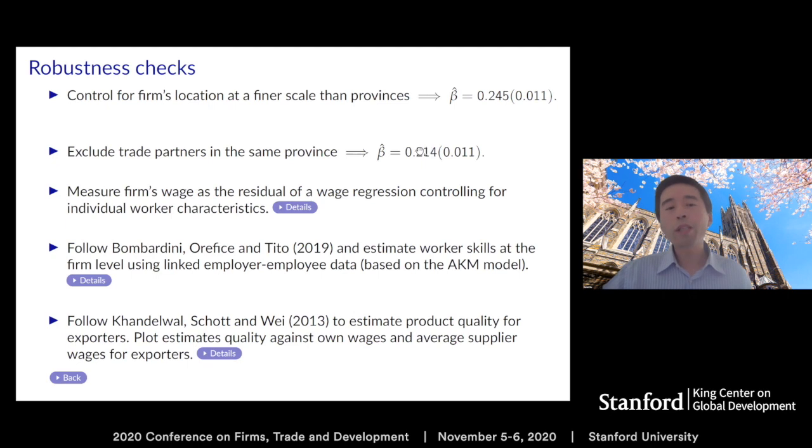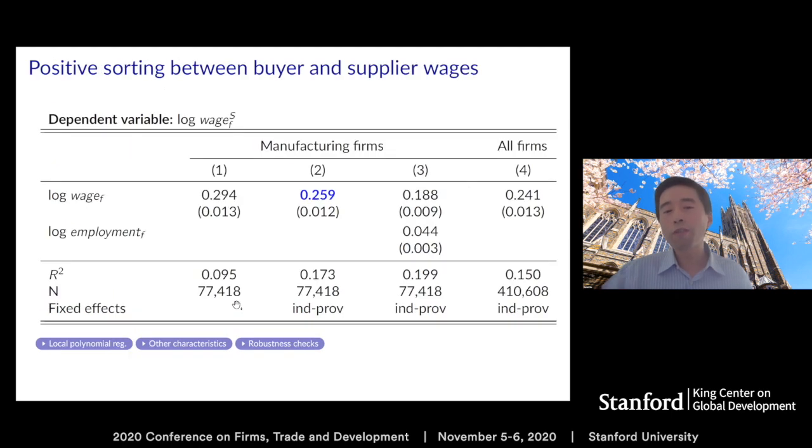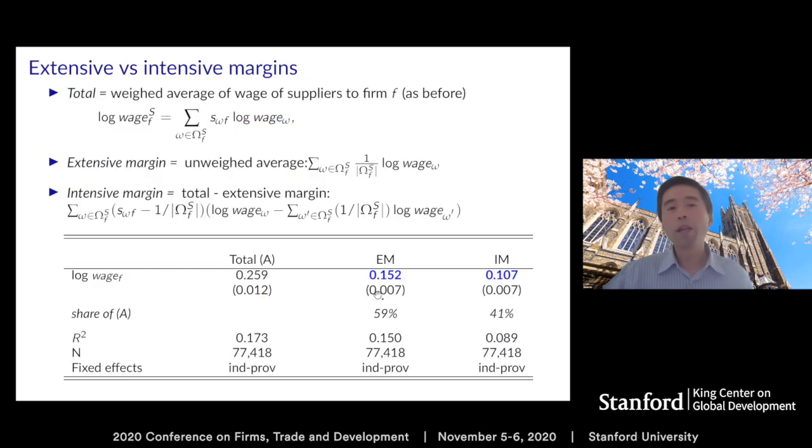In the Q&A session, if you're curious, we can come back to this, but for the time limit, let me move on just to say this is a fairly robust pattern that keeps appearing in our data. In fact, it's not appearing only for the manufacturing firms, which we'll be using. It's also very similar for all the firms, including service firms and retail firms. And then, back to the idea of what's been driving this positive slope.